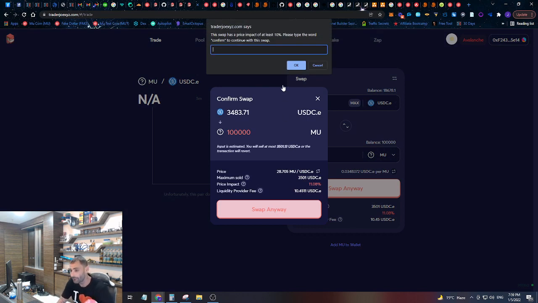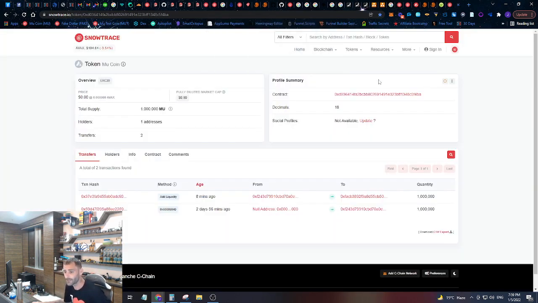And it's going to ask me to confirm because this is creating an 11% price difference because I'm making such a large trade. So basically, I'm trading 3,483 USDC.e coins, and we know when we created the liquidity pool, there were only 25,000 of those coins, so I'm using about, and how many are there right now? Let's take a look right now.